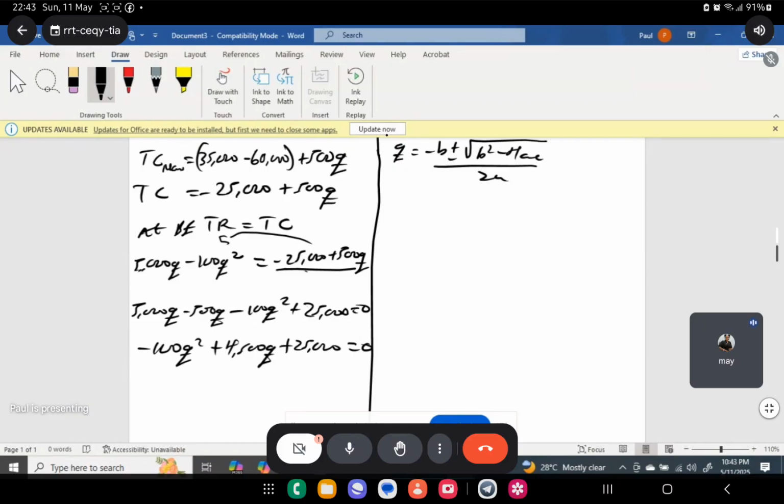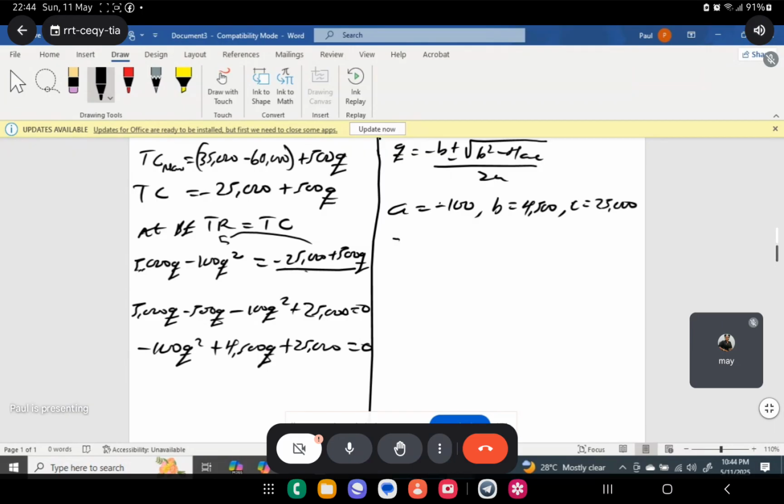Yes. So our a becomes what? Minus 100. The b becomes 4,500. Then the c, 25,000. Okay. So from here, we continue. Let me do it here.